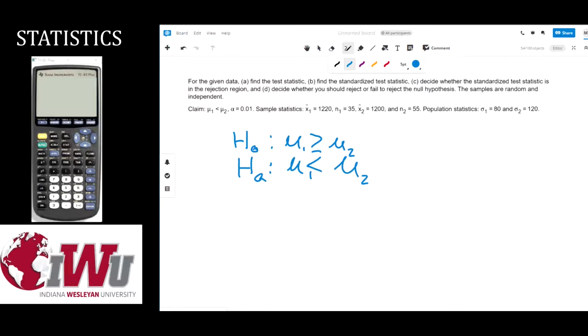Let's keep going. Next, we're going to look at the test statistic. We're going to look at x bar 1 right here, and x bar 2. We're going to have to subtract those two. So we're going to have to do 1220 minus 1200, and that equals 20.